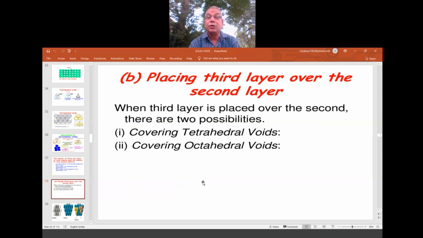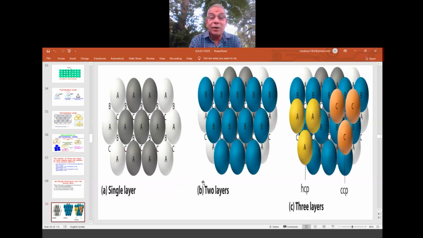Now, placing the third layer over the second layer, in such a way that we cover tetrahedral voids, or we cover the octahedral voids. First, by placing the third layer over the second layer in such a way that tetrahedral voids are covered. Okay, please see here. This is one more way of visualizing. There are 2 layers here, so 3 layers.